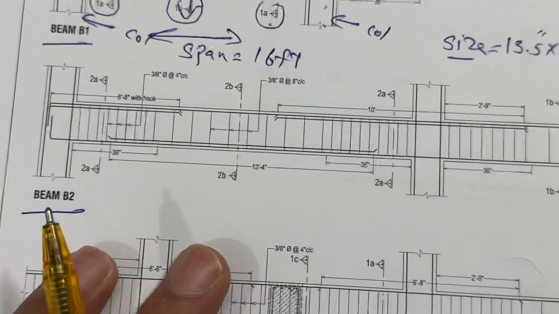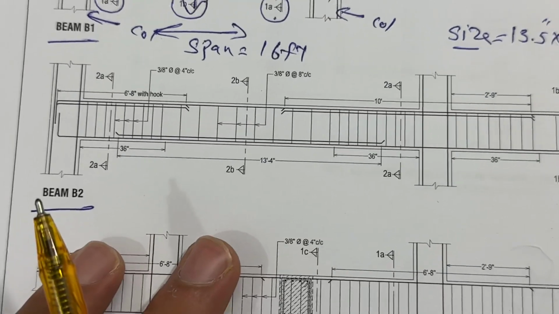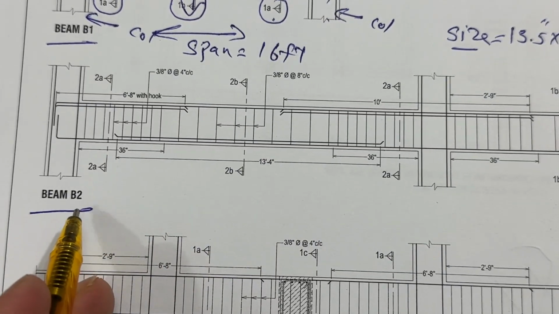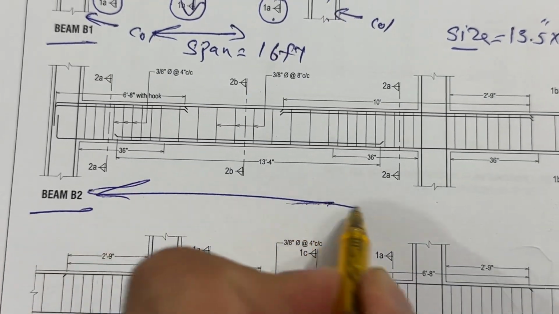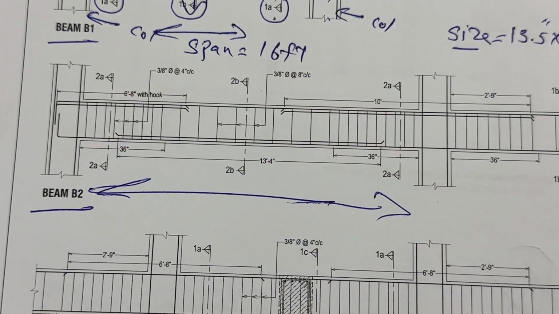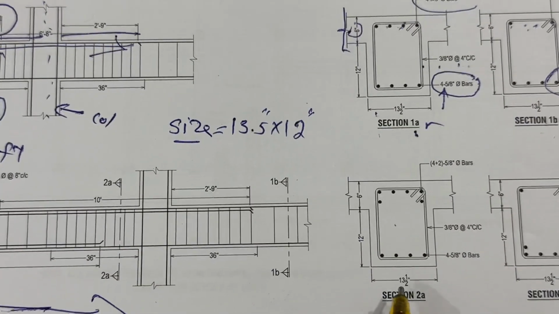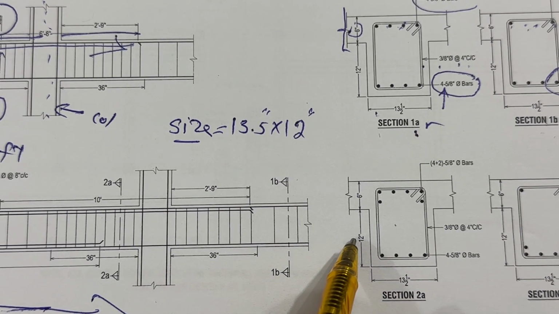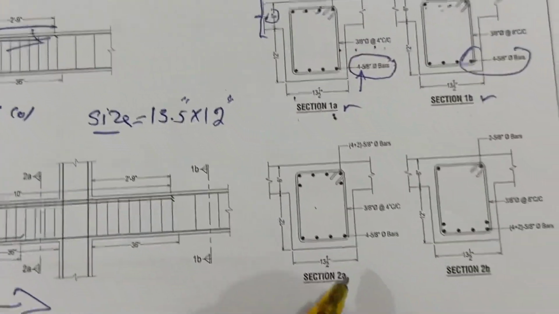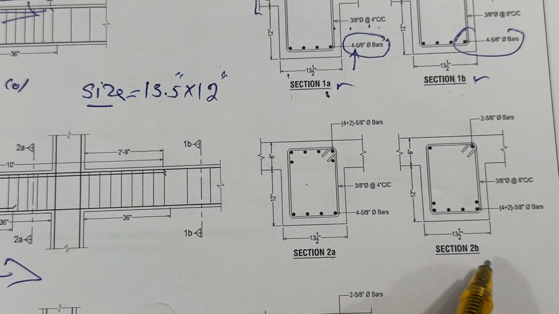Now you can see the second beam, which is called beam 2. For beam 2, you can see the span is greater than this one, so therefore the steel reinforcement should be heavy. So the size is same, 13.5 inches by, and the depth is 12 inches. Here you can see we have 2A section and 2B section.